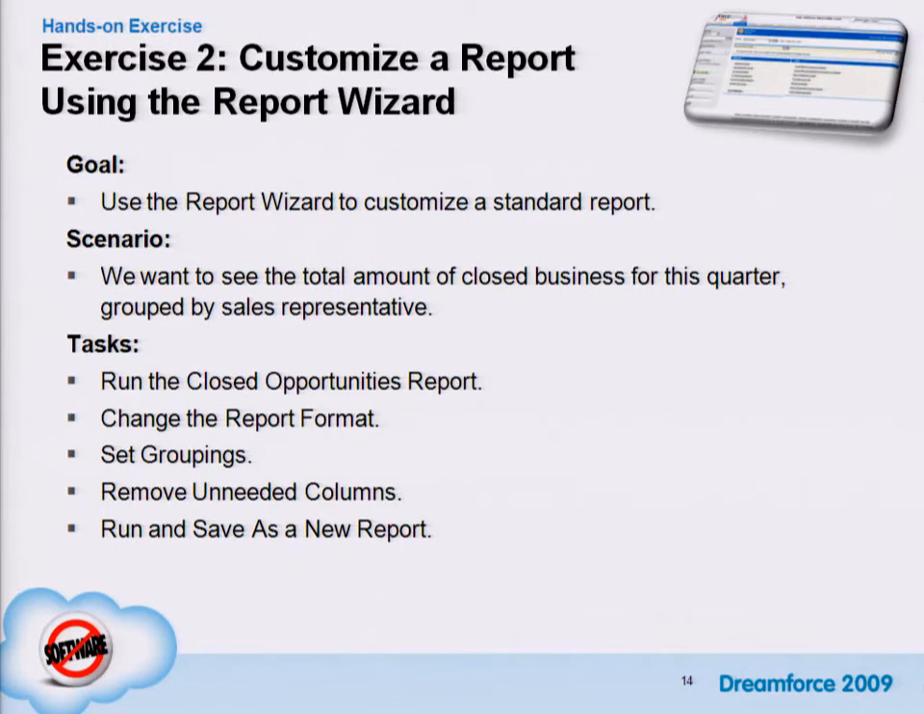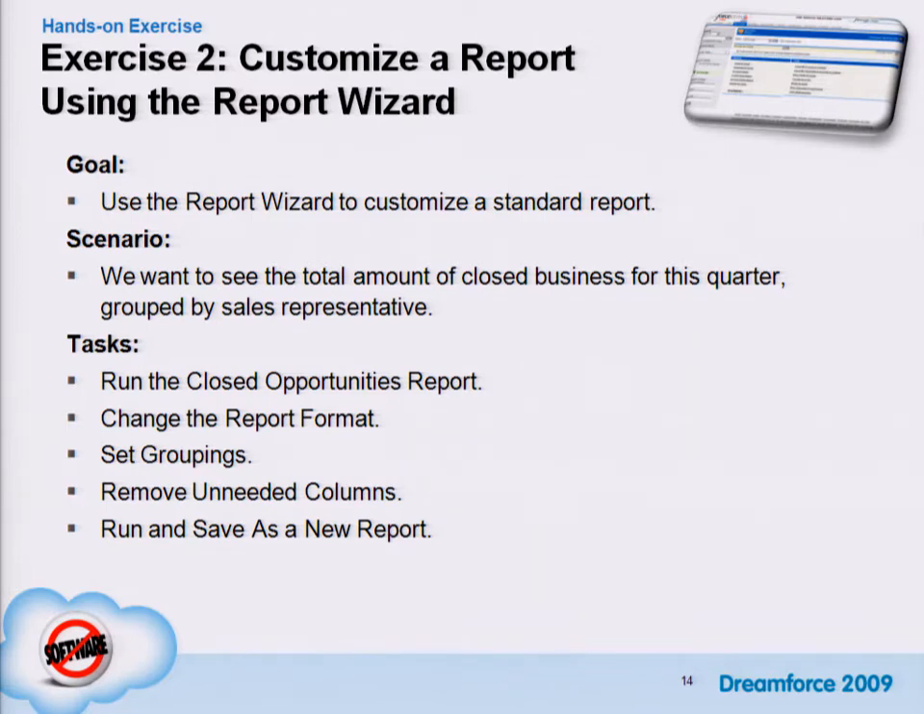Now, in the previous report, we were looking at our pipeline, open deals. Now we want to take a look at closed deals. So we want to see all opportunities closed this quarter, grouped by sales rep. Okay? So we're going to run a standard report, the closed opportunities report, and we're going to use the report wizard to make a series of changes.